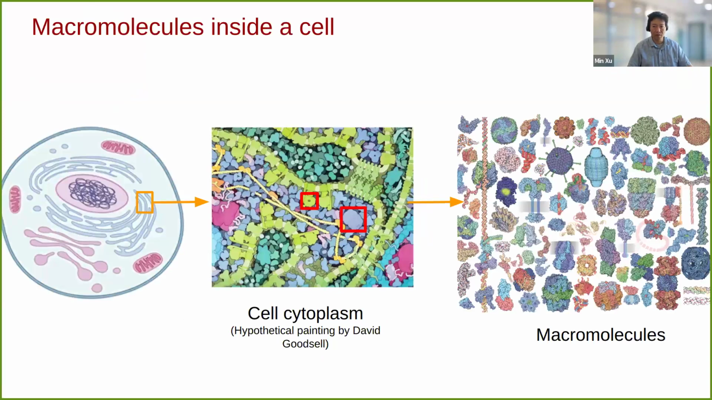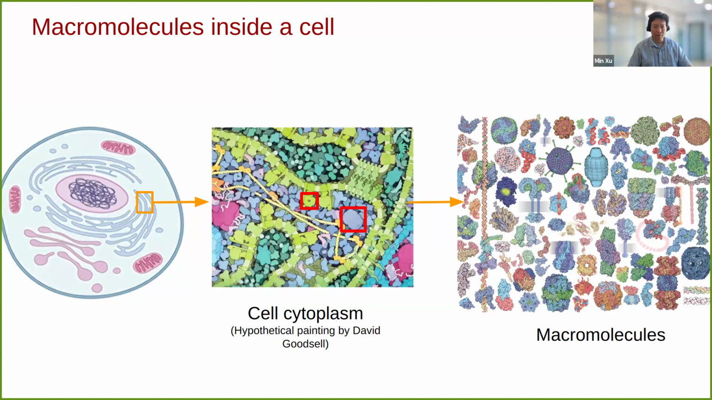As we know, the cell is the basic functional and structural unit for all living organisms. If we zoom into a subregion of a cell, the cytoplasm, we can see that it contains a lot of different macromolecules of different structures and with different spatial localization. Macromolecules are the nanomachines that govern cellular processes.